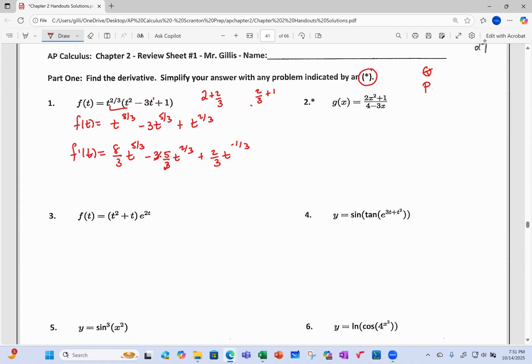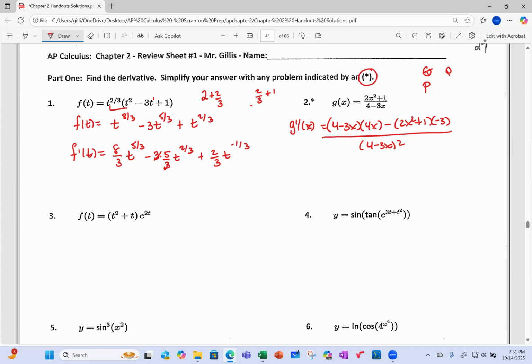And number 2, do we have a quotient? Yes. Would I do algebra first? No. I'm just going to do a quotient rule. So the quotient rule begins with the bottom, it's kind of slow, which is 4 minus 3x times the derivative of the top, which is 4x, minus the top times the derivative of the bottom, which is minus 3, all over the bottom squared. And this one here you'd have to clean up.